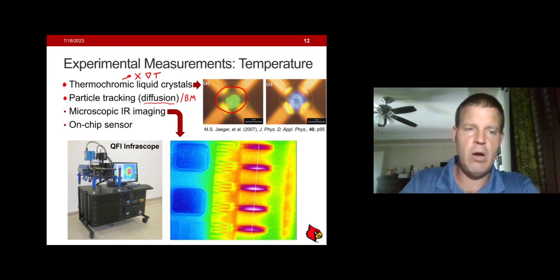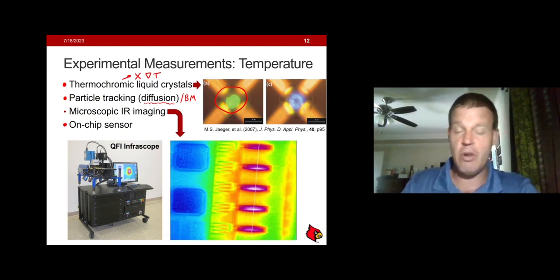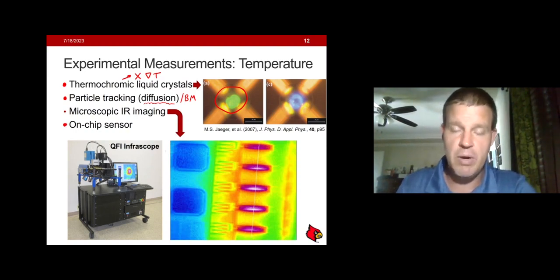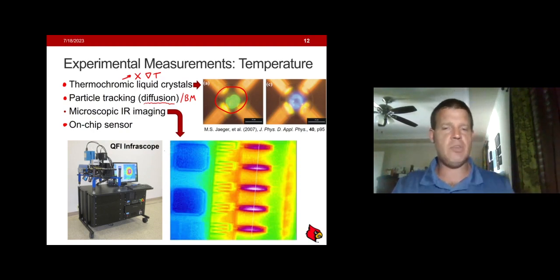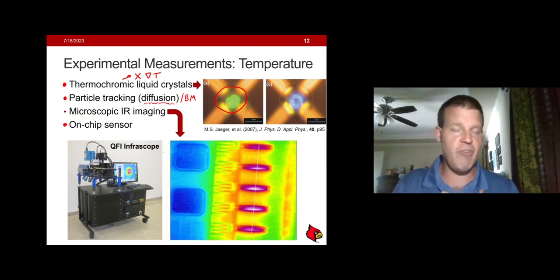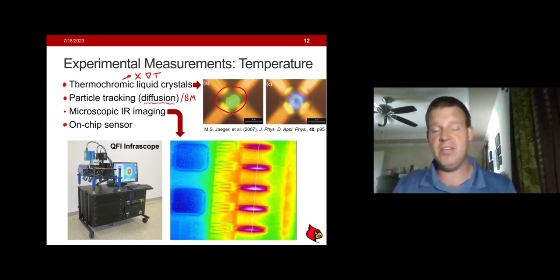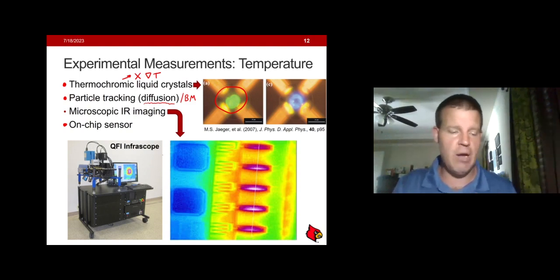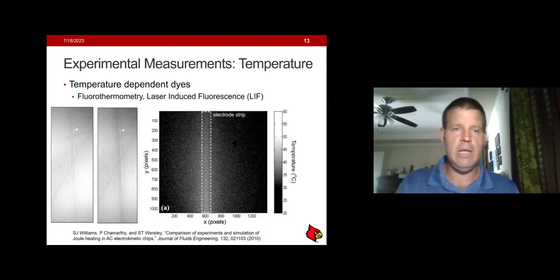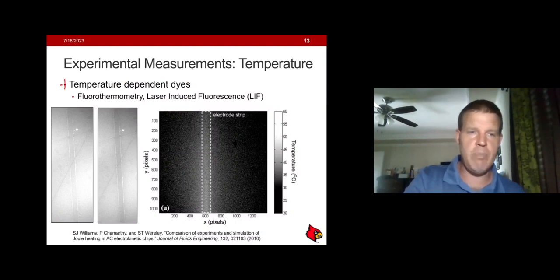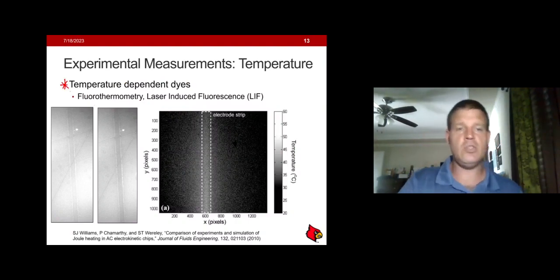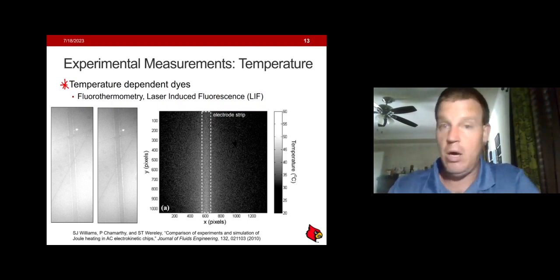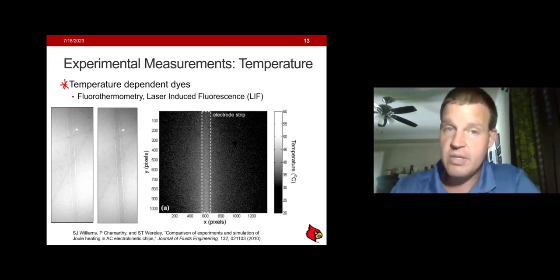And then you can also have an on-chip sensor, so maybe a thermistor or something like that could be incorporated within it as well. So all these are good. I like all of these, but the ones that I would prefer, now the QFI infrascope is really nice for us to have, but before we had this, the technique that I use that I find helpful is to use temperature-dependent dyes, also known as fluorothermometry, also known as laser-induced fluorescence.